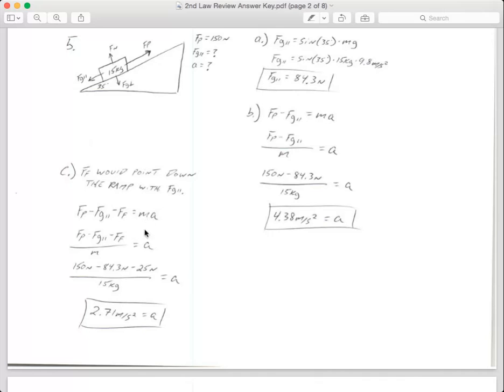Again, to solve for a, I divide by mass. That's why it's in the bottom of the fraction here on the left side of my equation now. Plug in my numbers. Force of pull is still 150. Force of gravity parallel is still 84.3, and the friction is 25. Divide by 15, and I get 2.71 meters per second squared for acceleration. It makes sense that if I add a friction force trying to slow it down, then my new acceleration should be smaller than it would be if there was no friction at all.